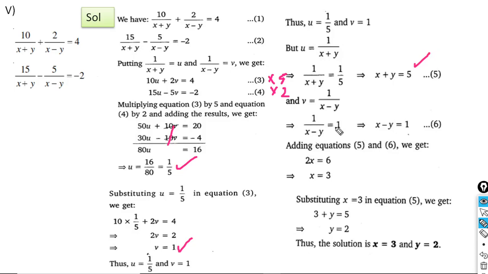Second equation, you get x minus y is equals to 1. We want to solve 5 and 6 again. By adding them, you get 2x is equals to 6 and x is equals to 3. Substituting in equation number 5, value for y is equals to 2. So we get the value for x as 3 and y is equals to 2.